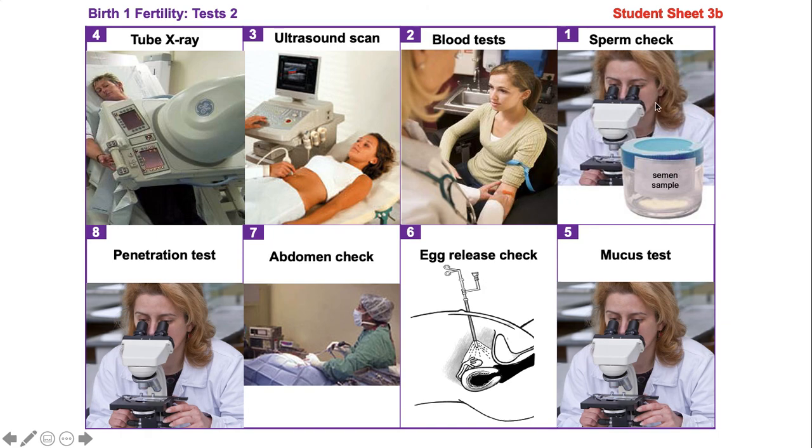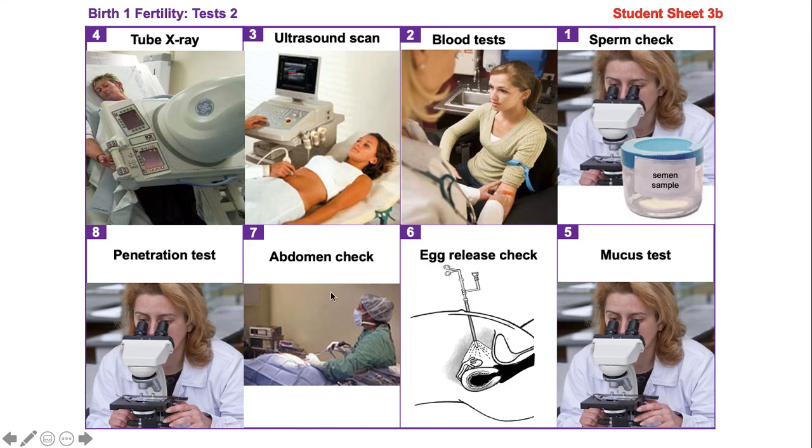This is the first one for Jack. This is a sperm check. So he'll have to give some of his sperm and they'll have to look at it under the microscope, look at all the different types of sperm. Are they the right shape, size? Are they moving in the right direction? Are they capable of functioning properly?